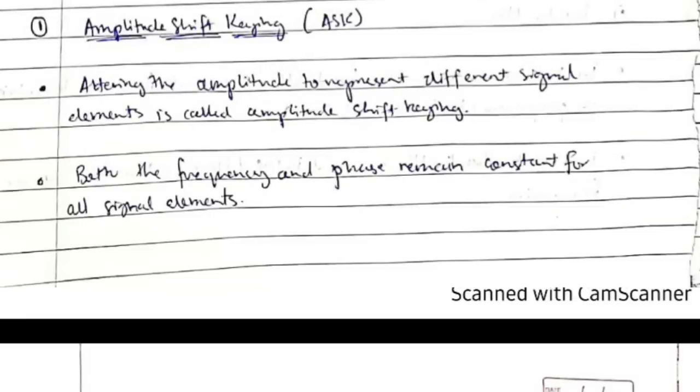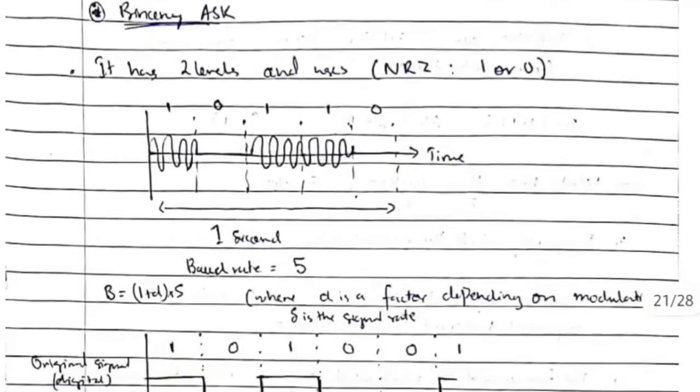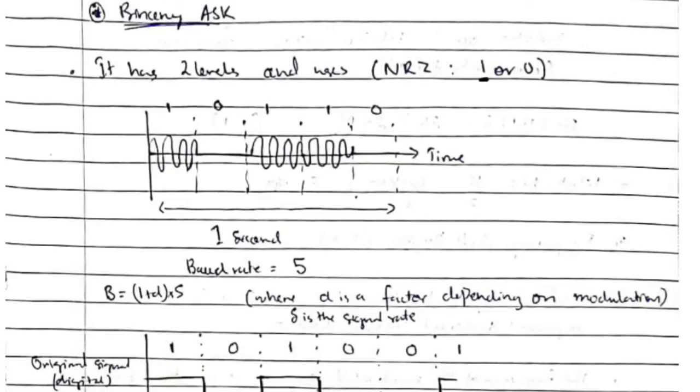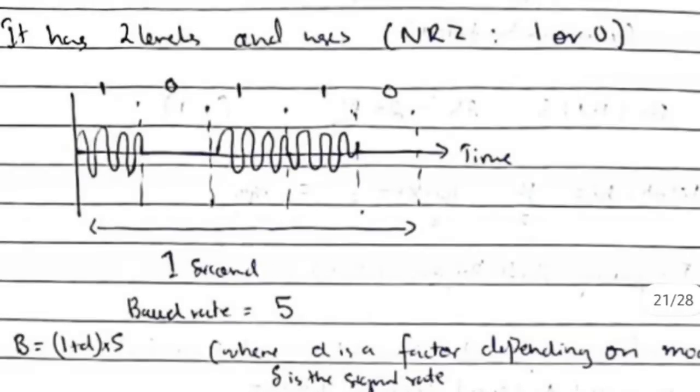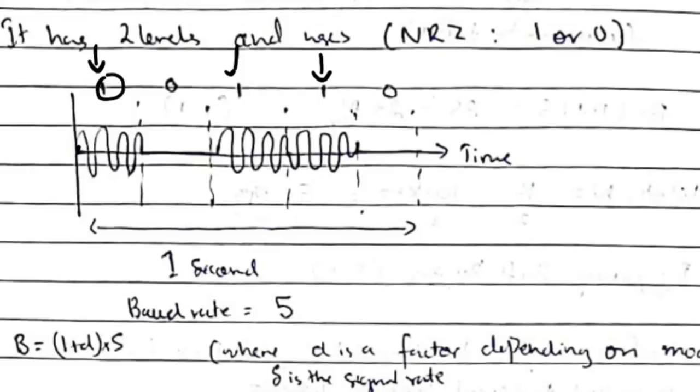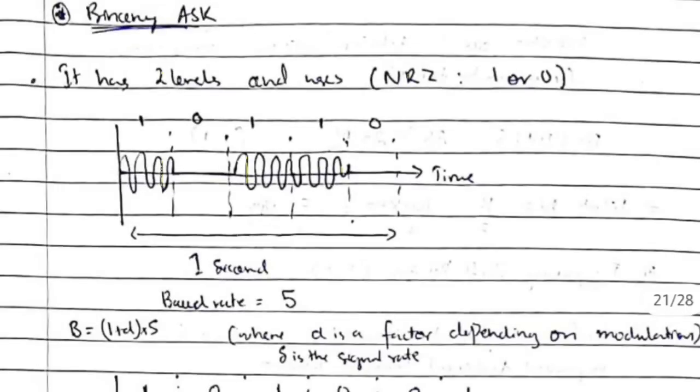Okay, amplitude shift keying. In this we will be altering the amplitude to represent different signal elements. This is why it's called amplitude shift keying, and both the frequency and the phase remain constant, so we are just altering the amplitude. Binary ASK means we have two things, 1 and 0. Suppose that this is the data which you have to transfer to analog. Whenever we get a 1 here, we will make the amplitude high, and whenever we get 0, we lower the amplitude. In that way we will get a signal of this type.